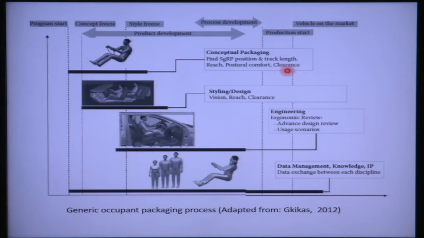reach, postural comfort clearance, all these are involved. Then in the next phase, styling or design, vision and reach all need to be considered. Then in engineering or ergonomic review, advanced design review and user scenario should be considered. In each of these steps there is use of digital human link software. Digital human link software is very important in occupant packaging, for the driver as well as for other passengers.